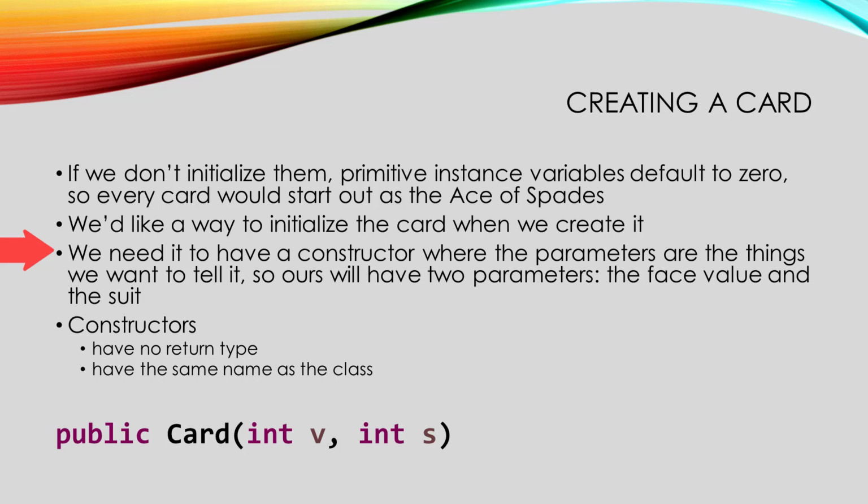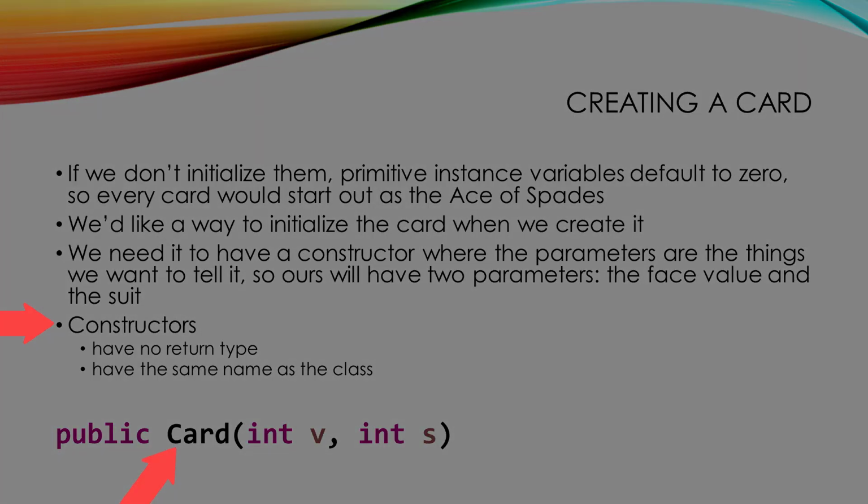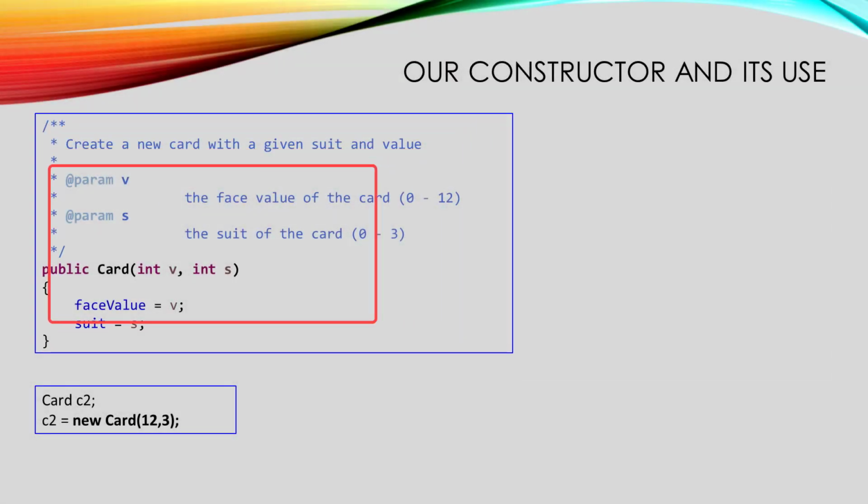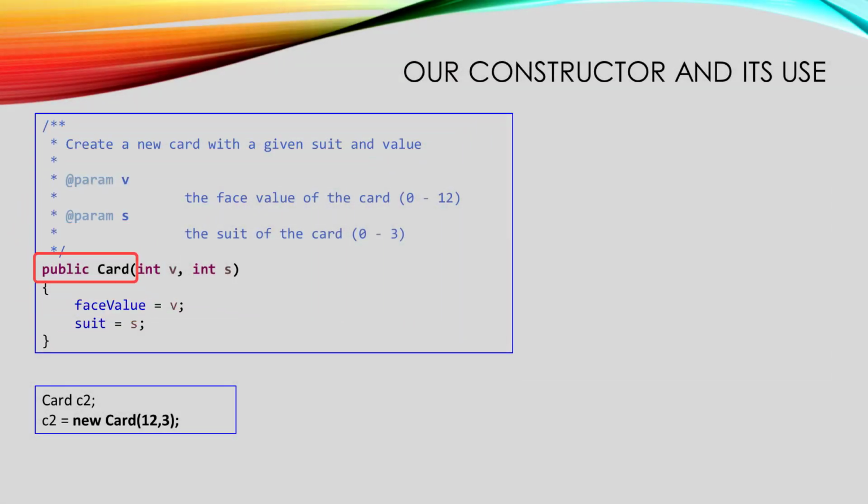We need to tell each card what its face value and suit are, so those are the parameters to our constructor. And since it's a constructor, it will have no return type, and it will be named the same as the class. So here's our card constructor. No return type. The name is the same as the class name. Two integer parameters where we can pass in the face value and the suit.